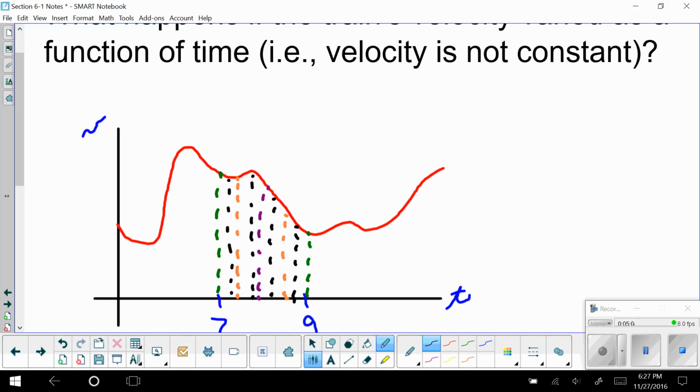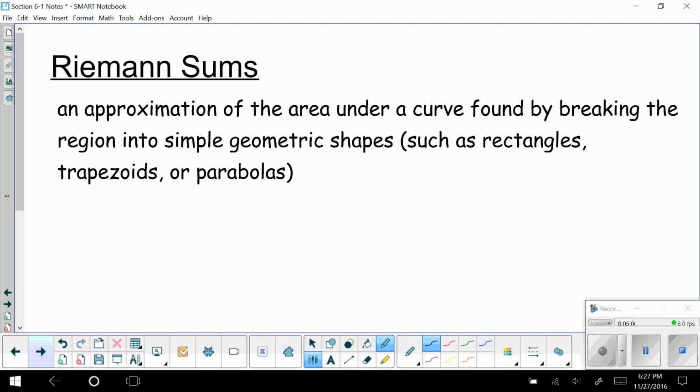And the idea of this is what's called a Riemann sum. So this is approximating the area under a curve found by breaking the region into simpler shapes, such as rectangles, trapezoids, or parabolas. And we're actually going to talk about breaking them into all of those. But that'll start up with our next video.